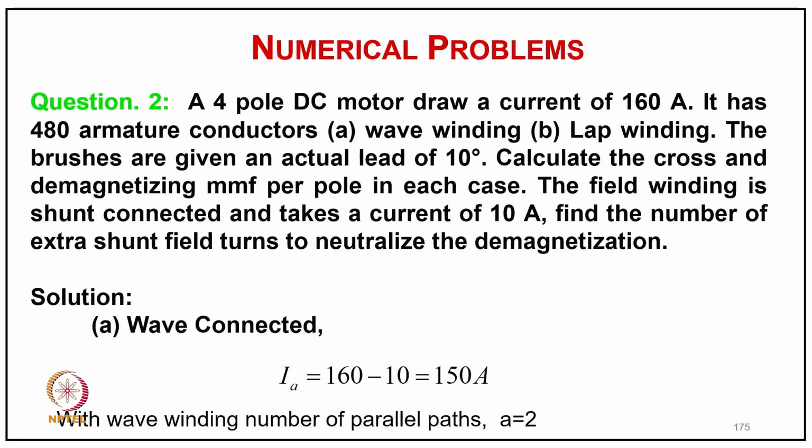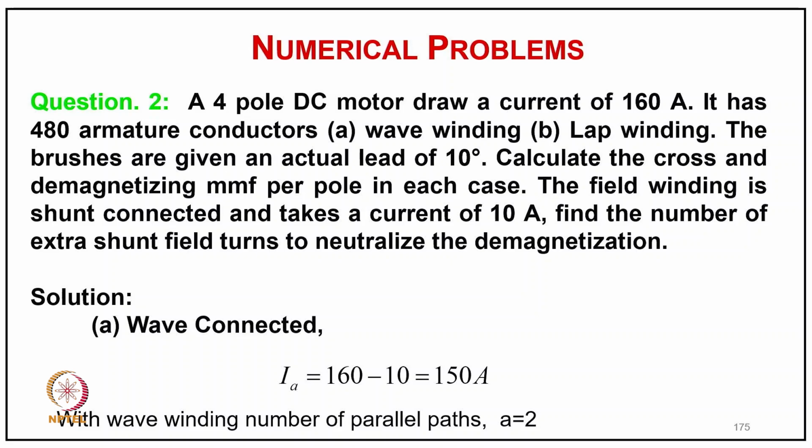A 4-pole DC motor draws a current of 160 ampere. It has 480 armature conductors, with A wave winding and B lap winding. The brushes are given an actual lead of 10 degrees. Calculate the cross and demagnetizing ampere-turns per pole. In each case, the field winding is shunt connected and takes a current of 10 ampere. Find the number of extra shunt field turns to neutralize the demagnetization.